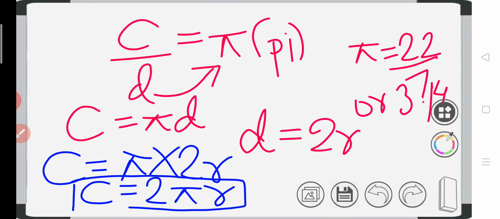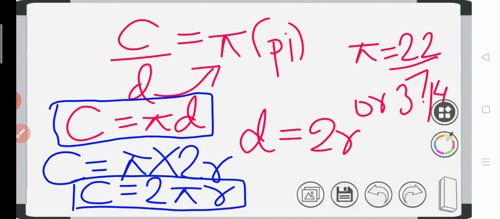Now when the radius of a circle is given, you can easily calculate the circumference. Similarly, when the diameter of a circle is given, you can also calculate the circumference of a circle.